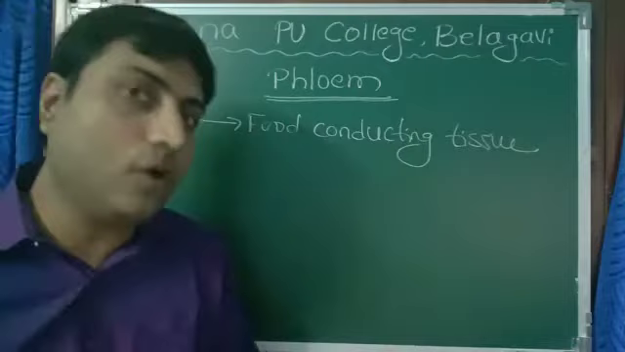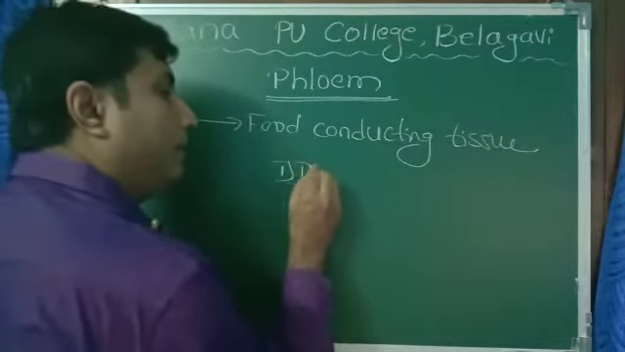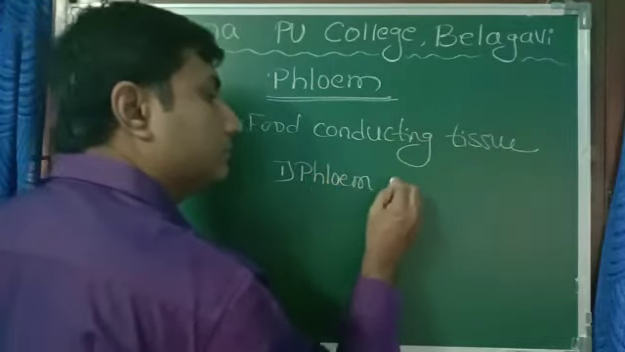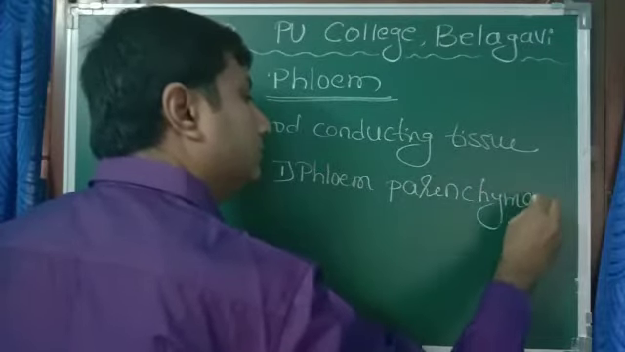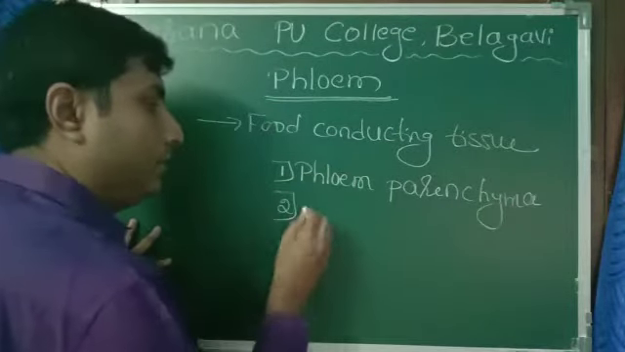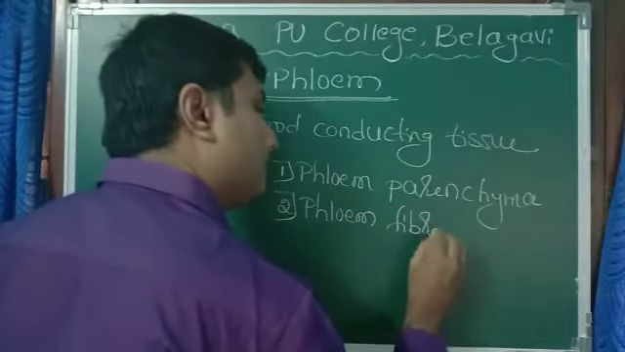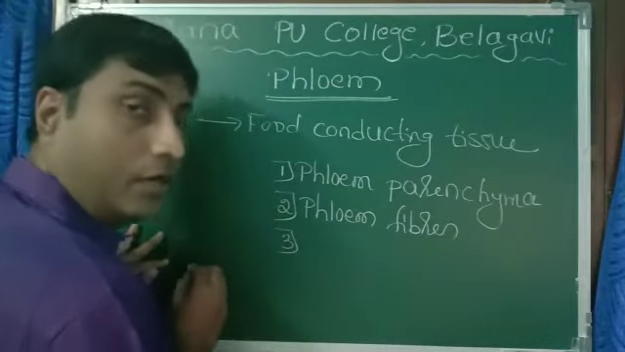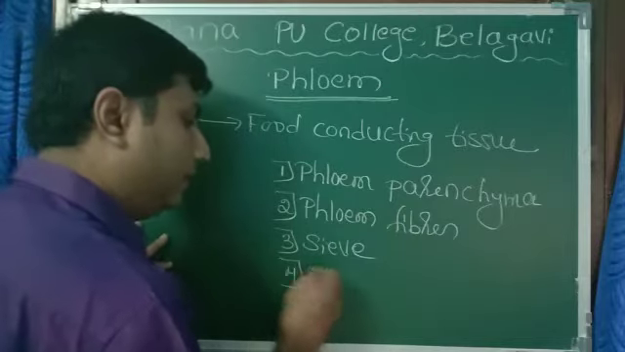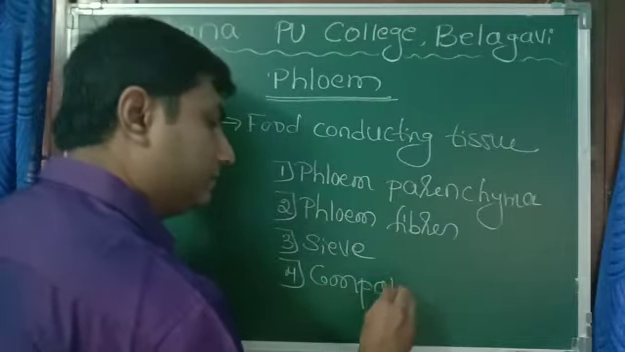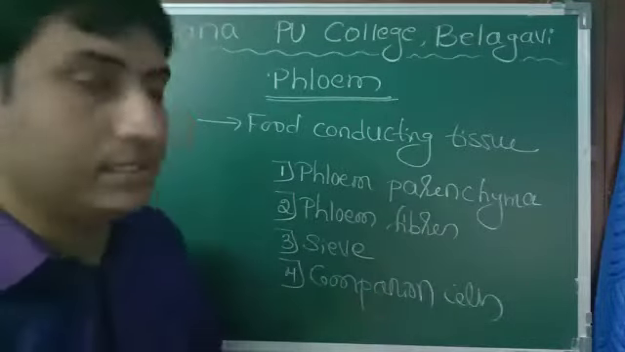Again, why is it called complex tissue? Because it is made up of several tissues. One is phloem parenchyma. Second, phloem fibers. Third, sieve tube cells. And fourth, companion cells.